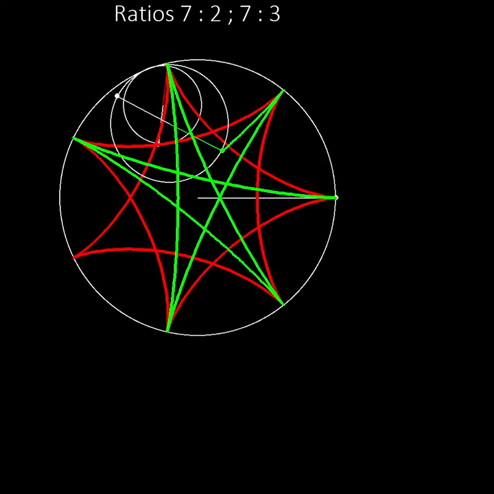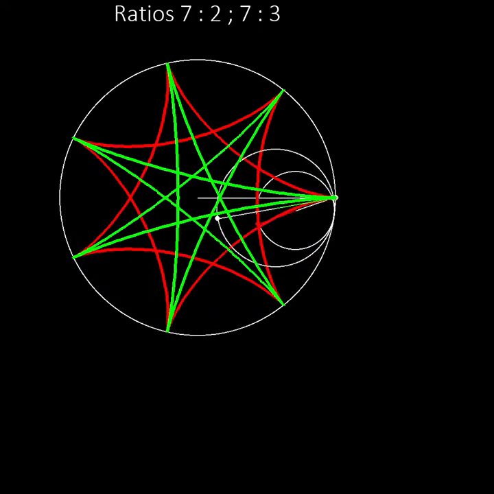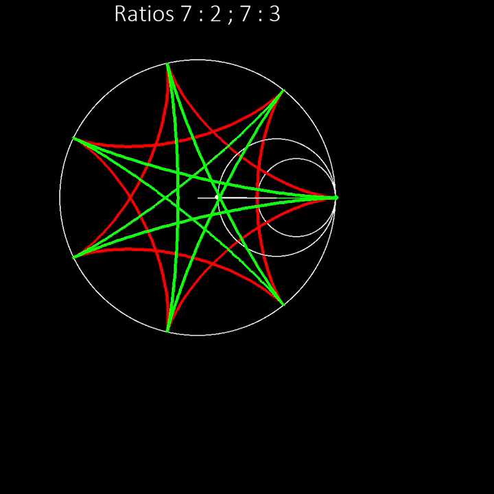Notice that the red and green curves touch the outer wheel at the same 7 points, but they visit these points in different orders. The red curve with ratio 7 to 2 touches every second point, whereas the green curve with ratio 7 to 3 touches every third point.